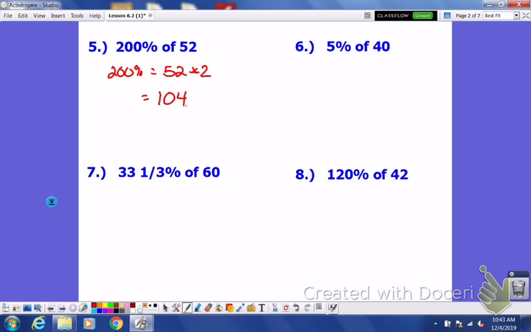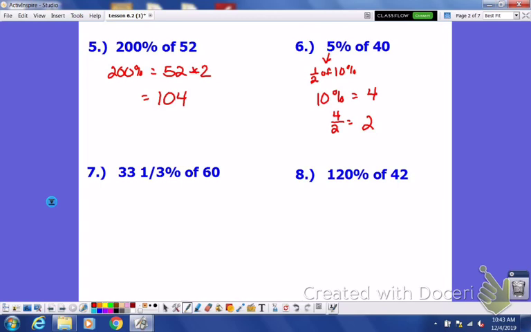And number 6, 5% of 40. This is half of 10%. So if 10% of 40 is 4, because we move the decimal once to the left, then half of 4, our 5%, is 2. So 5% of 40 is 2.